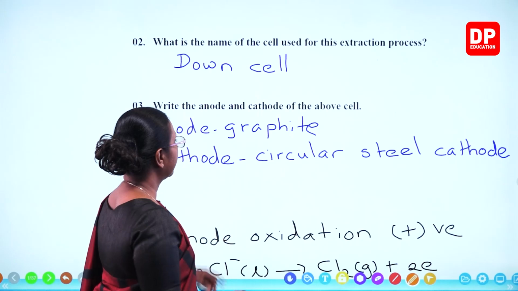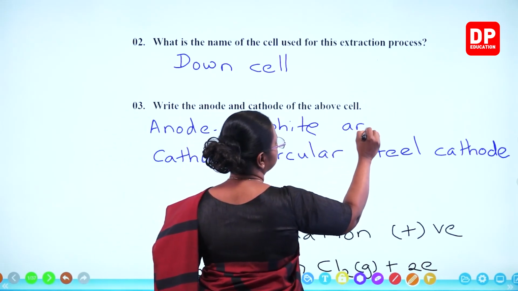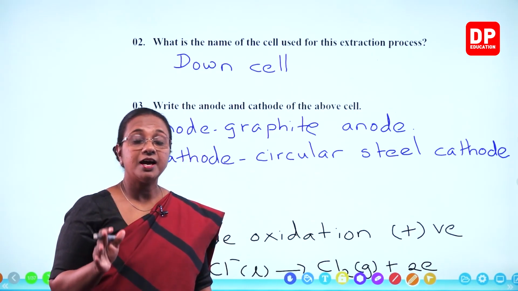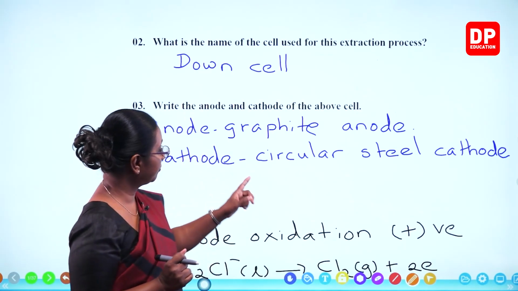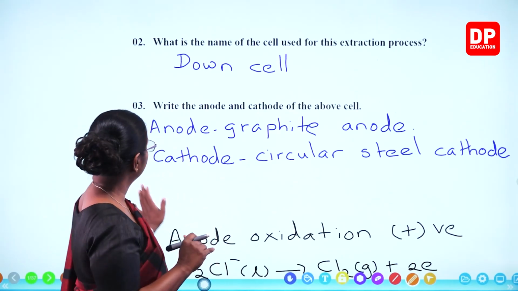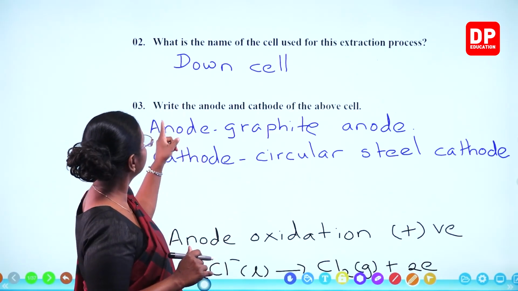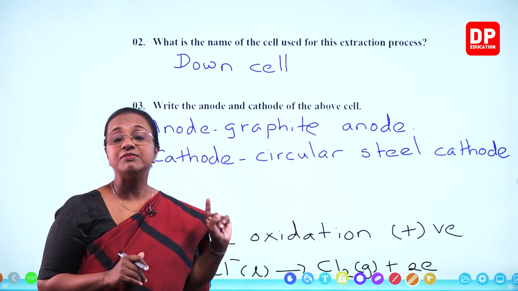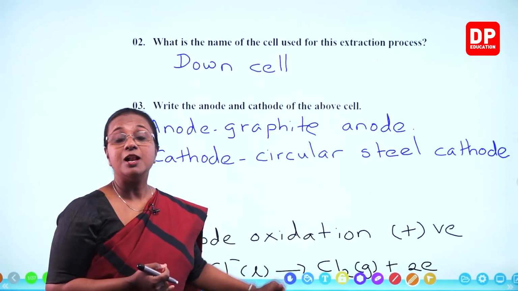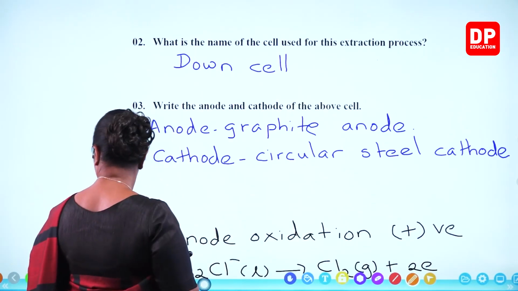So even here we can say graphite anode. And like I said, graphite anode is positively charged, the circular steel cathode is negatively charged. So we don't need to write that because they have asked for the anode and cathode of the above cell only. Is that clear, students?